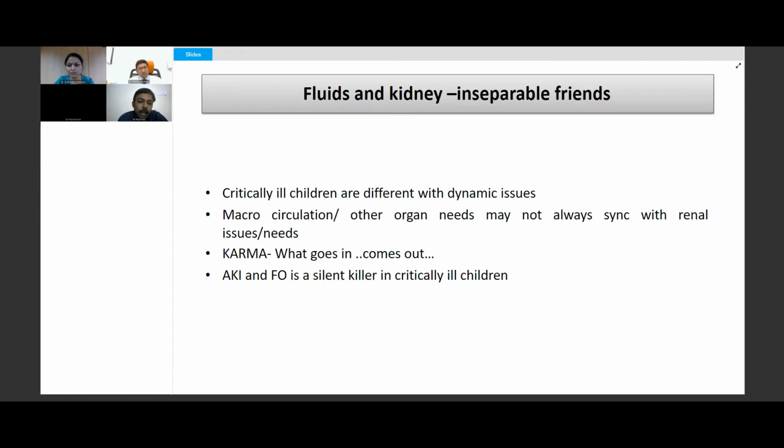Critically ill children have different needs with dynamic issues through the course, and the macro circulation or other organ needs may not always sync with renal issues or needs. And as the famous karma thing goes, what goes in as fluid has to come out through the kidneys. So AKI and fluid overload is a silent killer in critically ill children, which we are aware of.